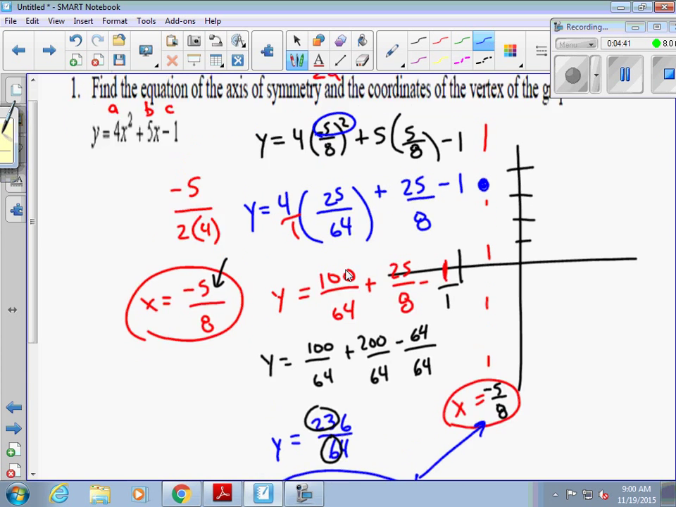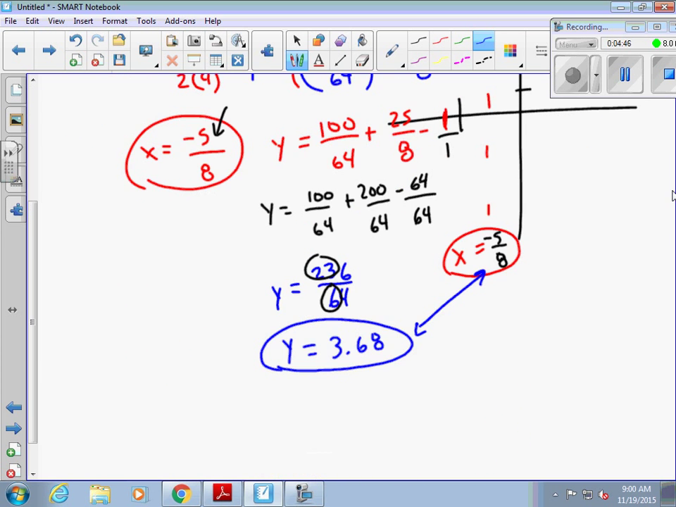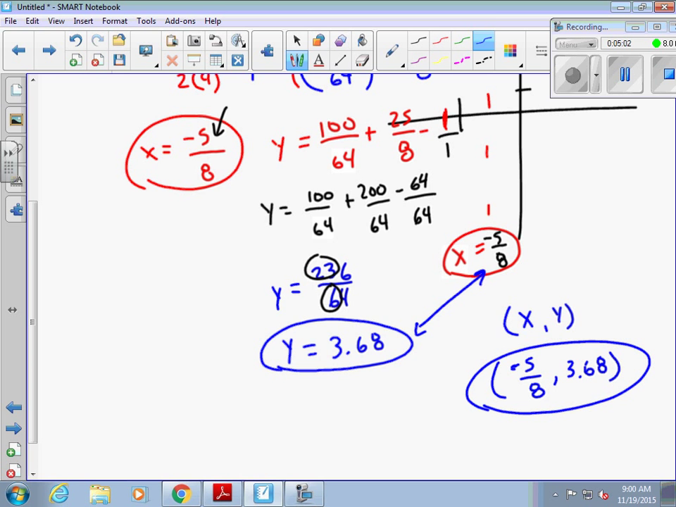So the rest of the directions say find the vertex of the graph. Your vertex would be these two numbers, x comma y, your x value being negative 5 over 8, and your y value in the form we found it in, 3.68. That is the vertex. Again, they're in two different forms, those numbers, but it does represent the point that makes the vertex of that graph. And it's the fastest way to it.